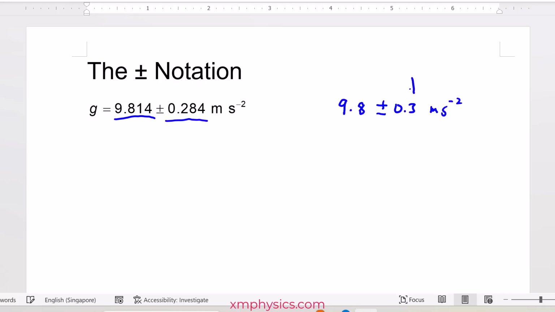So the rule is very simple. The uncertainty, you must round it off to 1 SF. And then you must match the dP.